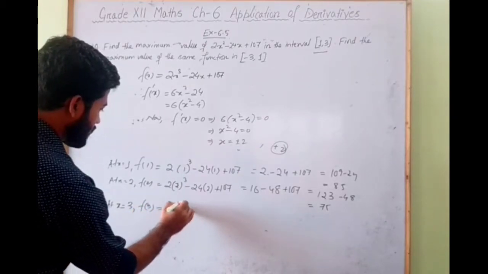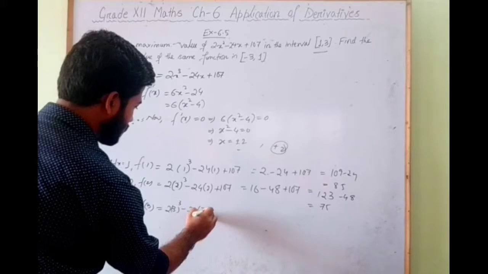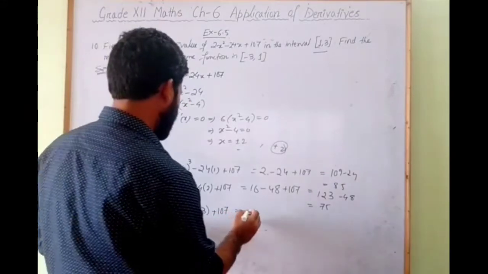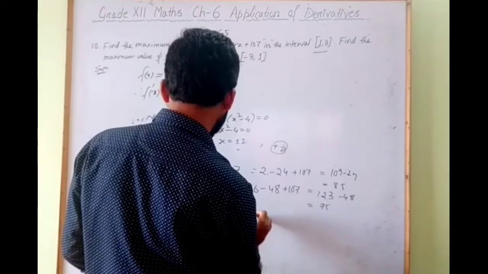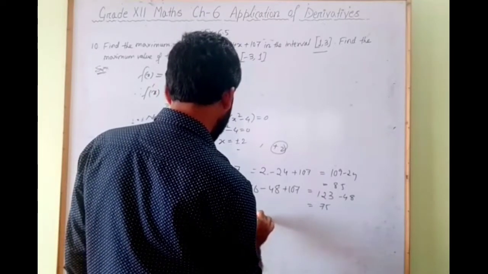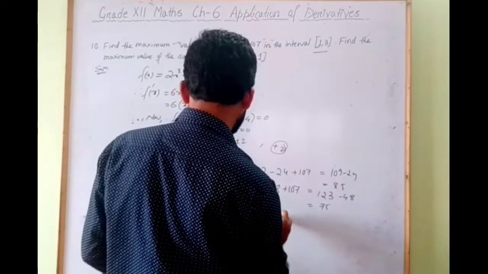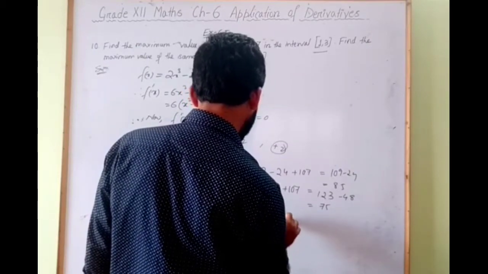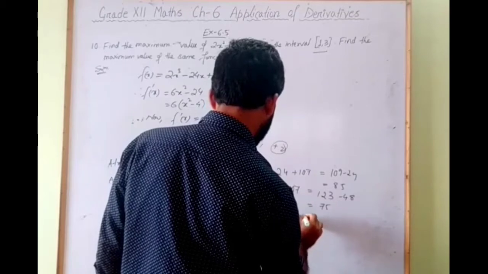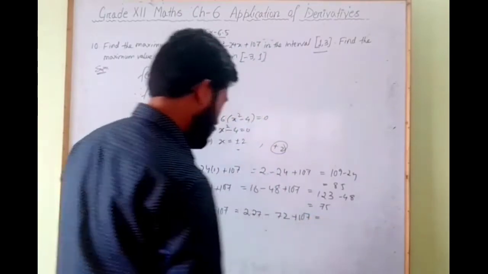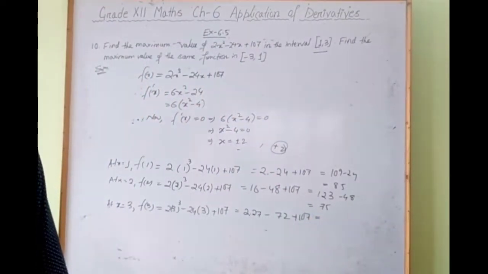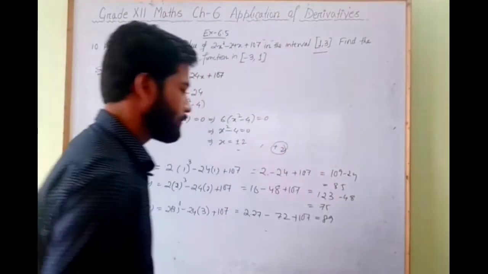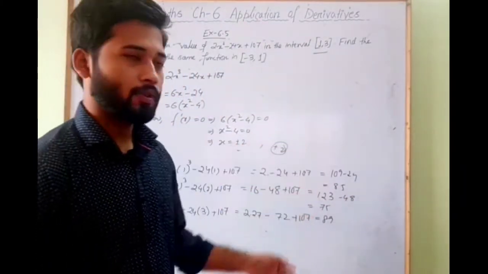And at x is equal to 3, we need to check at the point 3, f of 3 will be 2 into 3 cube minus 24 into 3 plus 107. So that will give us 2 into 27 minus 24 into 3, that is 72, plus 107. So that will give us 89. Fine. So these are the three values that we have got.